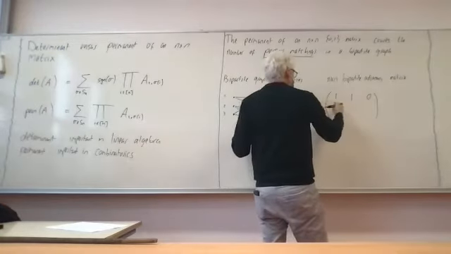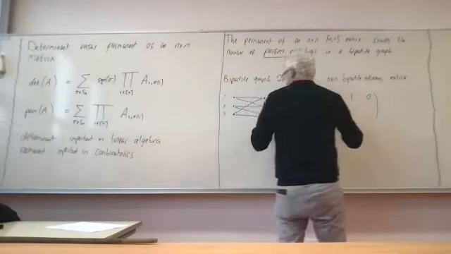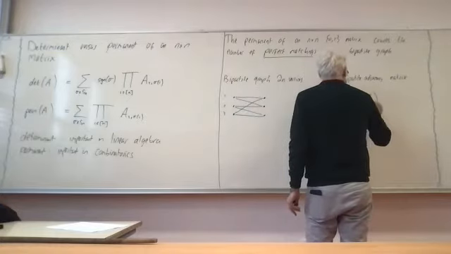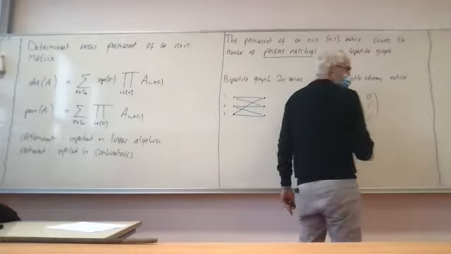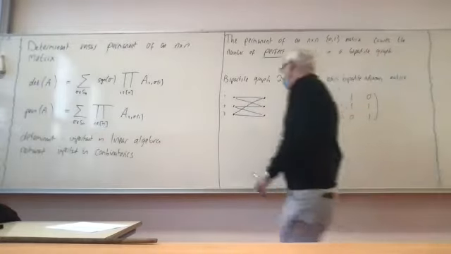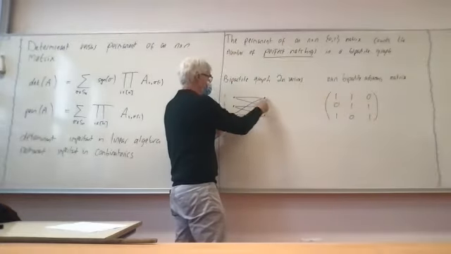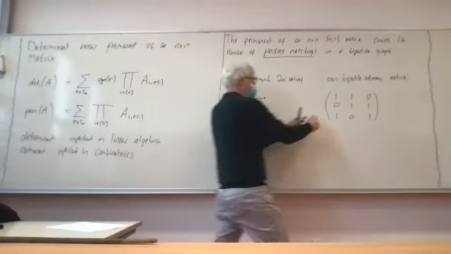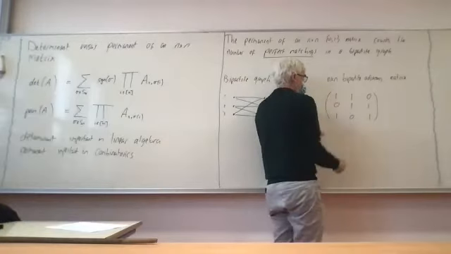Does vertex 2 on the left connect with vertex 1 on the right? No. So 0, and then we can just fill it in. And this particular graph has, I think, this adjacency matrix. So vertex 3 connects to 1 and 3.